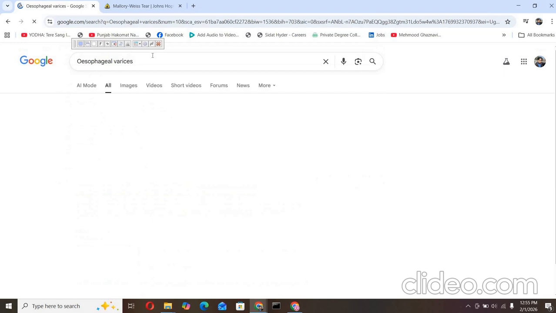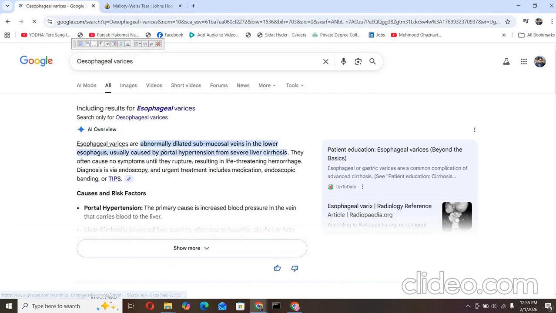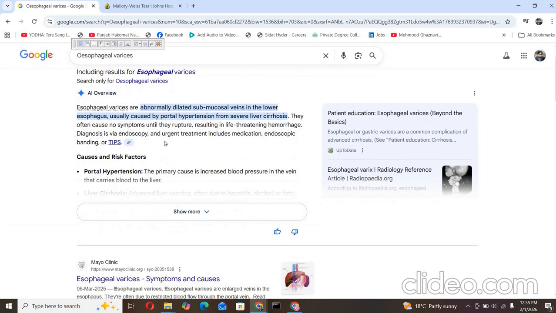Causes and risk factors. Portal hypertension is primarily caused by increased blood pressure in the vein that carries blood to the liver. Advanced liver scarring, often due to hepatitis, alcohol, or fatty liver disease, forces blood to back up into the esophageal vessels. Other causes are thrombosis or blood clot in the portal or splenic vein, and parasitic infection.